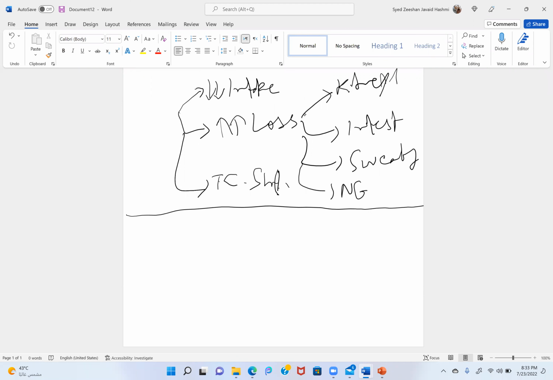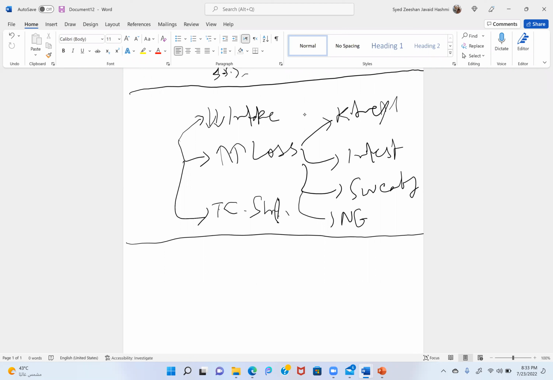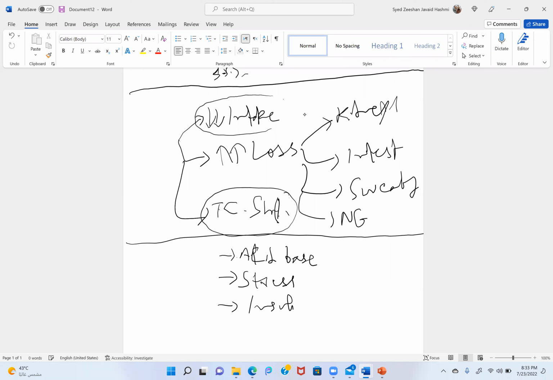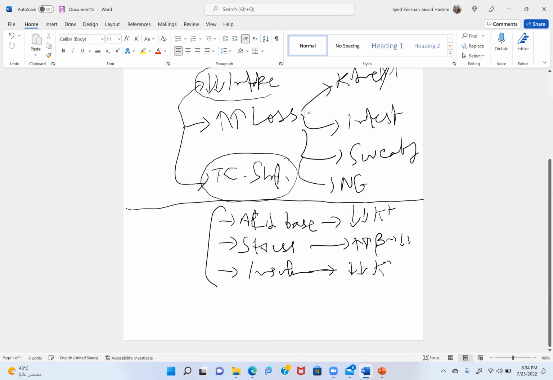Whenever you are trying to probe the reason, you can go like that. Intake is usually not a very big cause. Transcompartmental shift is usually volatile, depending on certain conditions like alkalosis, acid-base status, stress level, and insulin. In stress there is increased beta 2 and catecholamine, so it can cause hypokalemia. If there is more insulin, it can also decrease potassium. If there is alkalosis, there will be decreased potassium. So this is the basic concept.